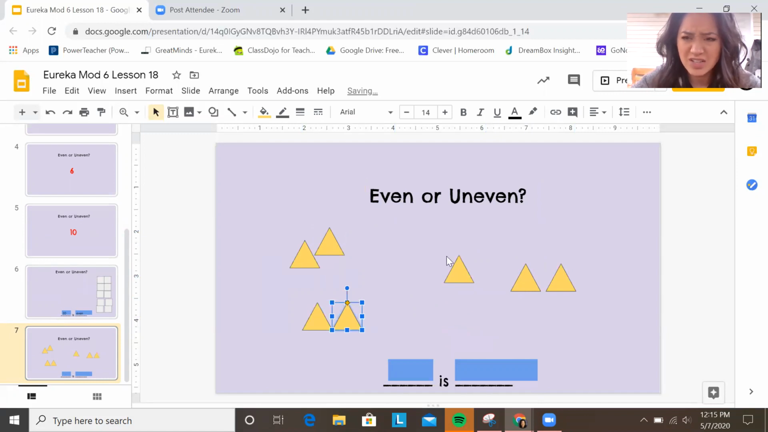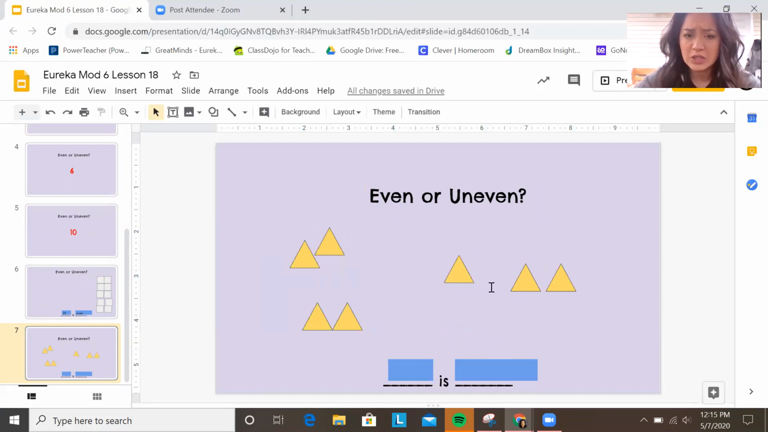Uh-oh, looks like there's a leftover. So it looks like we don't have all of our groups with the same number of triangles. It also looks like we have a leftover. So that means if there's a leftover, it is uneven. It doesn't have a partner. And to be even, every single object needs a partner.